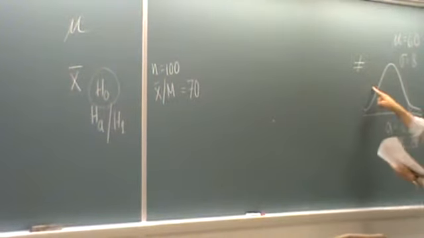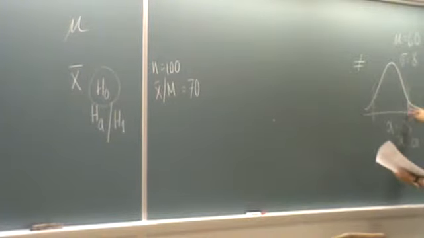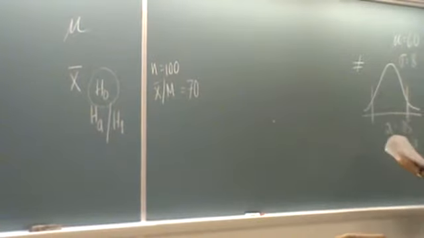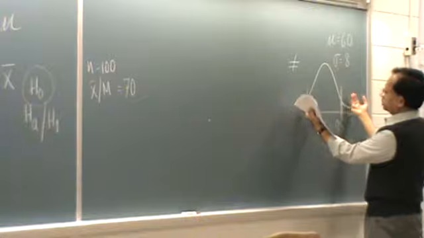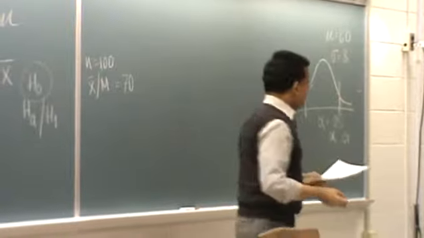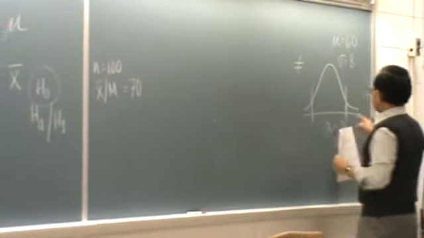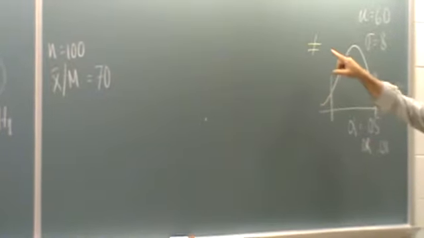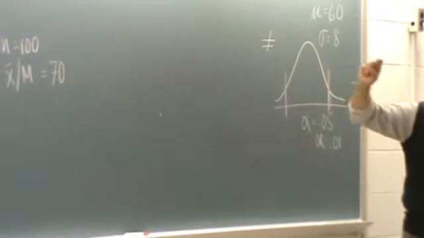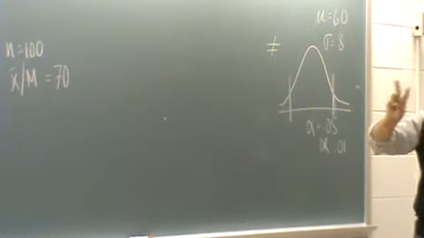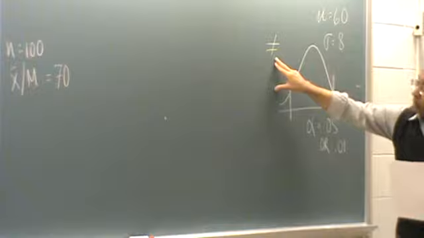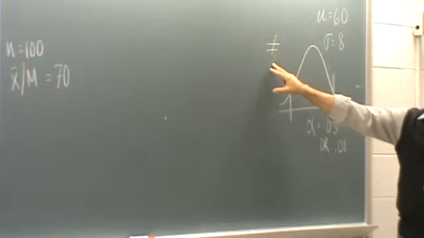Non-directional means you have to look at each side, each tail of this normal curve. That's why it's called non-directional. It's not giving any direction. It exists on both sides, both tails of the normal curve. And that means you are talking about a two-tail test. This is the right tail, this is the left tail. Whenever you see the not equal to sign, you will automatically assume that you are talking about a two-tail test. One is the right tail, the other one is the left tail. So a two-tail test is always done for a non-directional hypothesis.